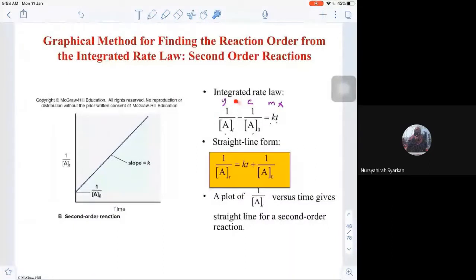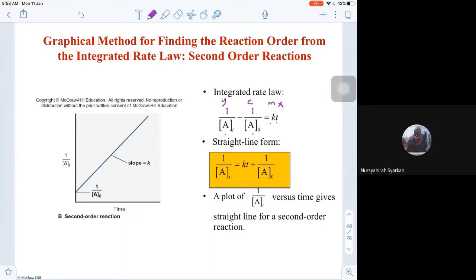Okay, y as the subject. So we will get 1 over At equal to kt plus 1 over A naught. So this is your c, m, x, y. If we want to get the linear graph for the second order reaction, we have to plot the graph of 1 over concentration versus time.